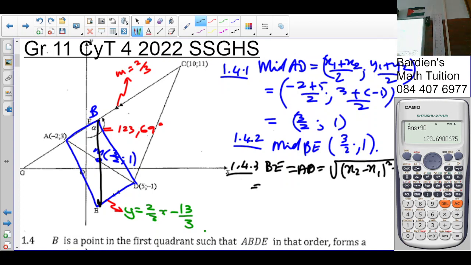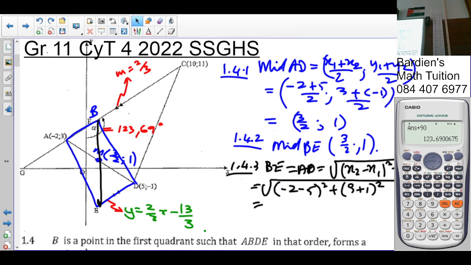That gives us now the square root of minus 2 minus 5 squared plus 3 minus 1 squared. So that's the square root of, open brackets, negative 2 minus 5 squared plus, open brackets, 3 plus 1 squared. So that's going to give you the root of 65. Or you could have worked out AB first and then conclude AB is equal to DE, which is the root of 65.